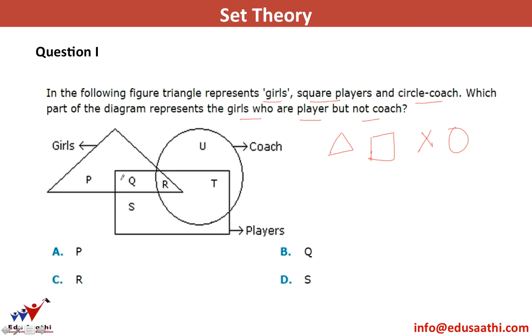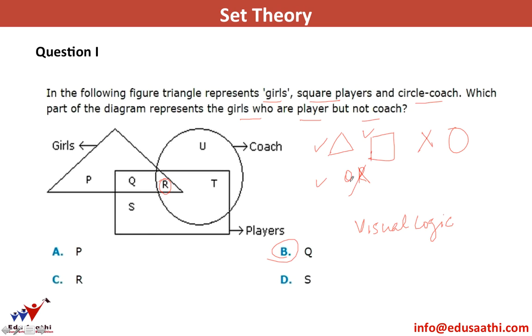So I need a triangle and a square. So I have this triangle and I have this square. So Q plus R are the only two things which lie in a triangle as well as a square. But I do not need a circle, and here R lies in the circle as well. So I'll cancel out R. What is my answer? Q. So this is only visual logic.